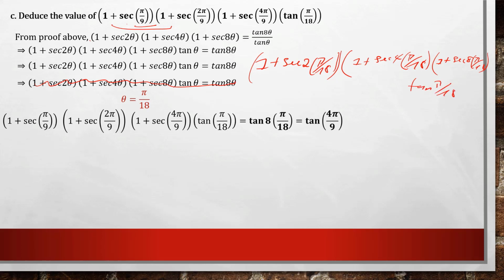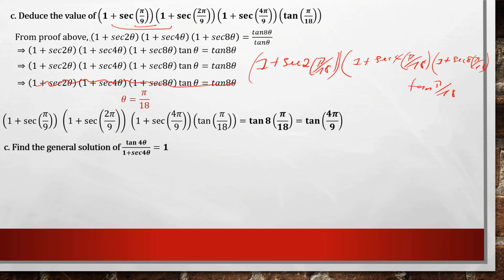Now we realize that this is just like 1 plus sec 2 theta, 4 theta, since our theta is already equal to pi on 18. So if we multiply all of this by tan theta itself, we are going to have tan 8 theta as the result, as displayed here. So it means that this will simply be tan 8 theta of pi on 18, which will give us tan 4 pi on 9. So that is the answer to that. You can punch on your calculator and get the exact value.